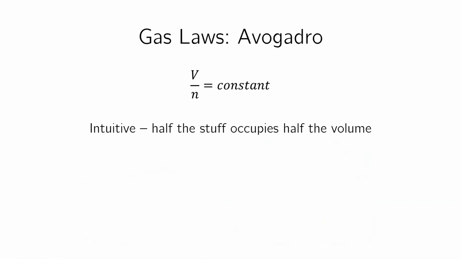Avogadro did other things other than the mole stuff. Well, it's still related to moles. But basically, what he posited is pretty intuitive. If I have half the stuff, I will occupy half the volume. If I have double the stuff, I will occupy double the volume. That's pretty obvious, I think.